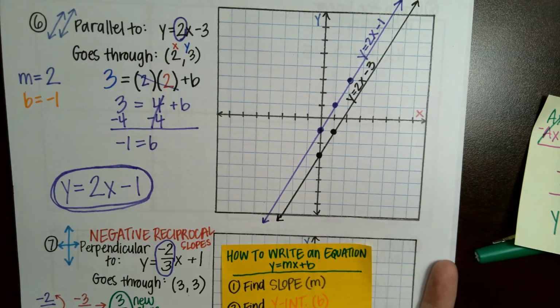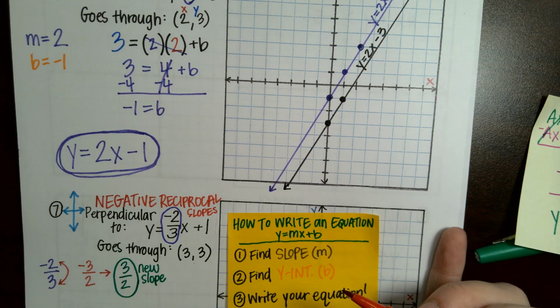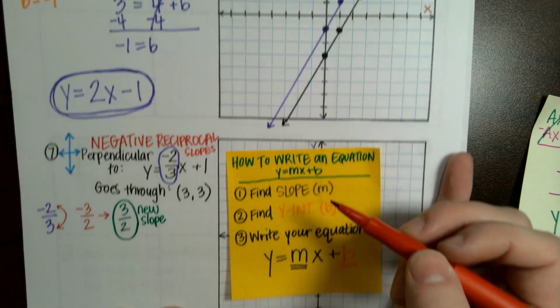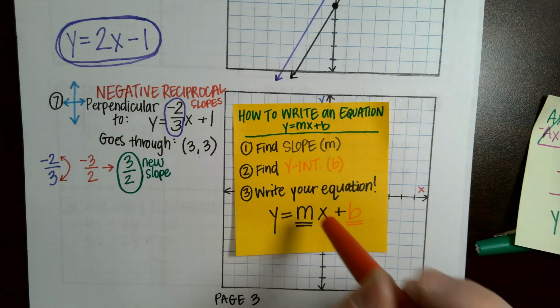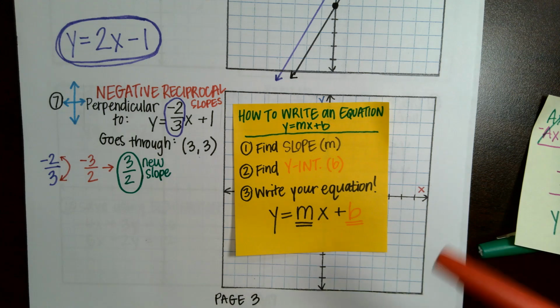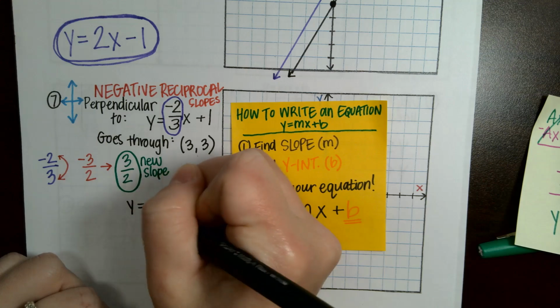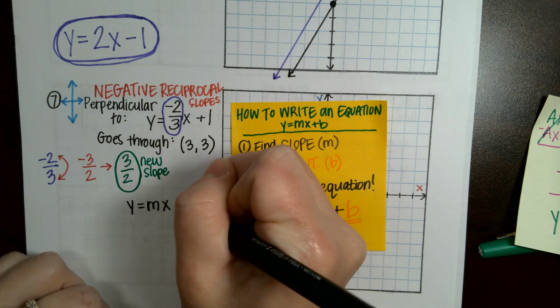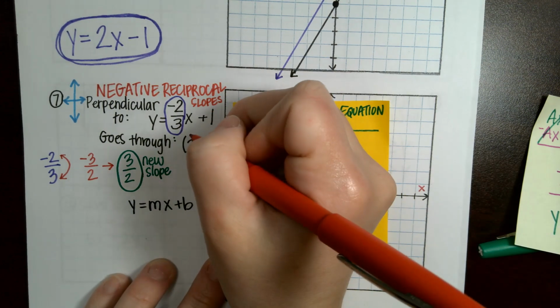What do we do back here? Remember, we're trying to write an equation in y equals mx plus b. We already have the x and y. So sometimes a great place to start is by labeling.